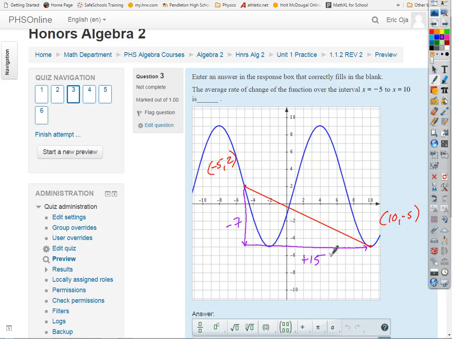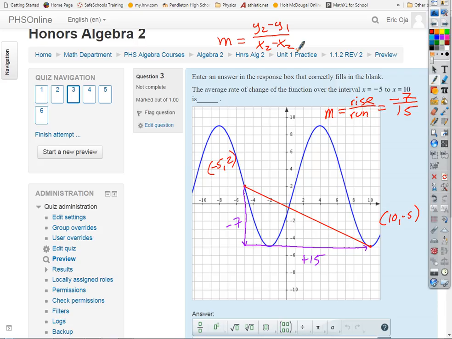And so my answer is the slope of this line segment, which is just rise over run, which is -7 over 15. The other way I could do that if I wanted to is just by using the slope formula with these ordered pairs, right? I could say that my slope equals y2 minus y1 over x2 minus x1.